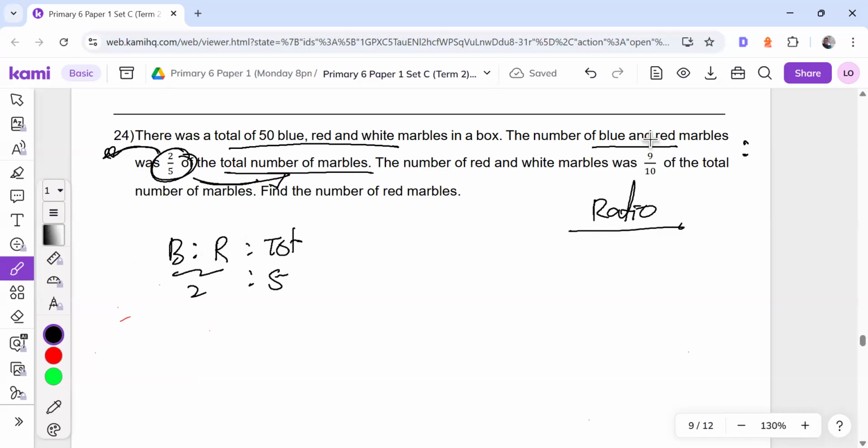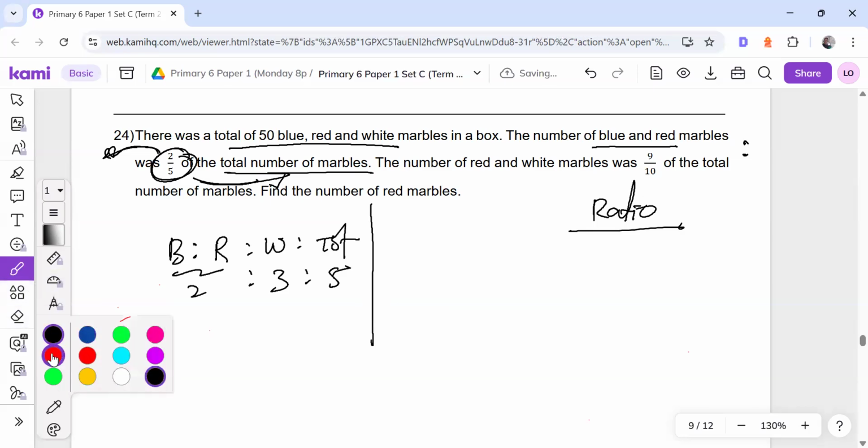The blue and red is 2/5 of the total. Total means what? All the colors. So you will need to make sure you have white color also, and then the grand total, which is all the marbles. So the total is 5, and the white must be 3. So this is important. When you label your ratio, you must have a total, and your ratio must have all the colors inside. Otherwise, you get stuck.